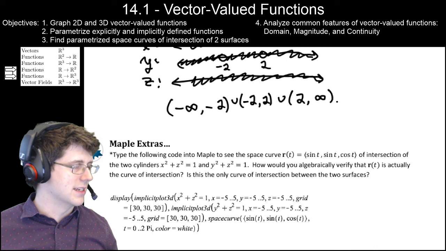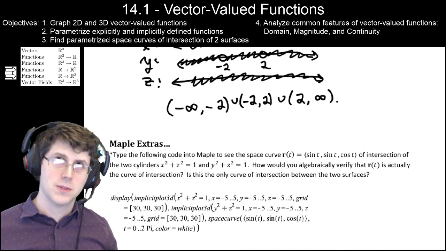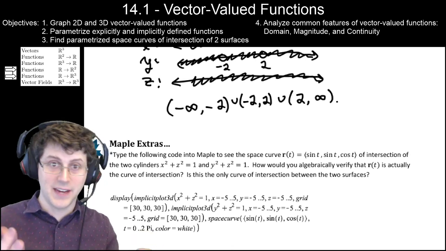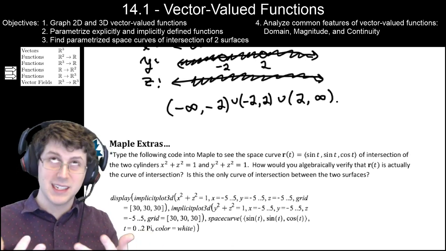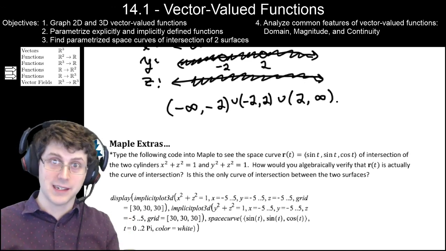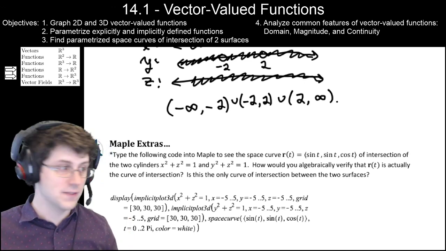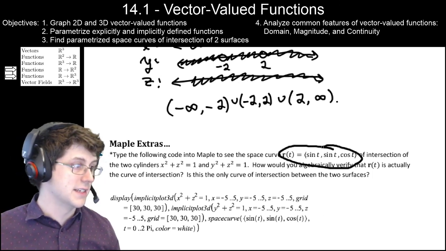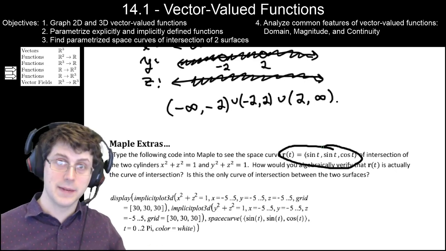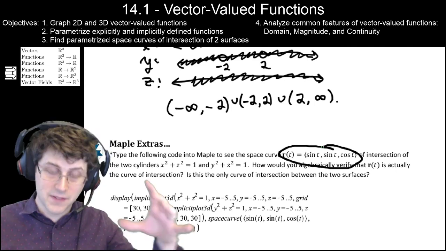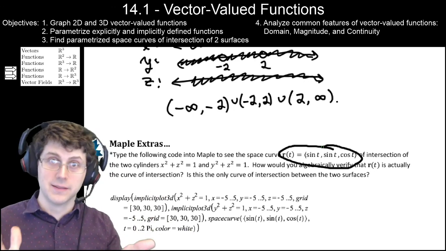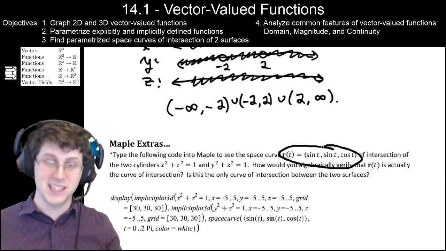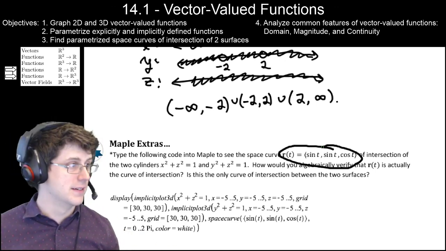Parametrize explicitly and implicitly defined functions. This was where we were trying to tell the difference between sets of parametric equations and a vector-valued function. And the answer is that it's mostly a matter of your perspective. When you look at a vector-valued function, like this one, sine t, cosine t, do you see this as 3 parametric equations where the parameter is t, or do you see this as one function whose output is a vector? As you go through this chapter, you're supposed to more and more accept that this r of t is one object and not 3 objects.